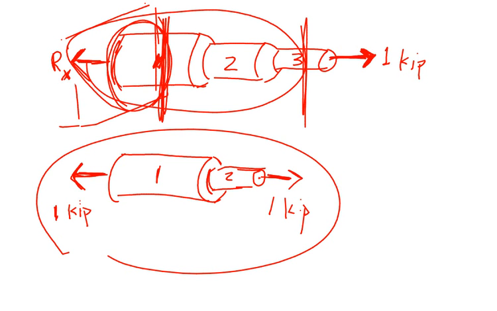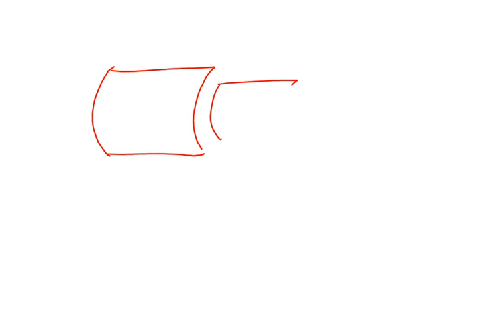And the internal force in 3 now is also going to be 1 kip. All right? So this is very important. How you determine internal forces in your segment is going to be very important. So now let me give you a more complicated example. So I still have these 3 pieces. 1, 2, and 3.